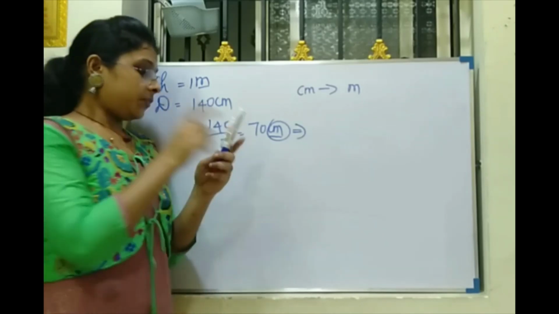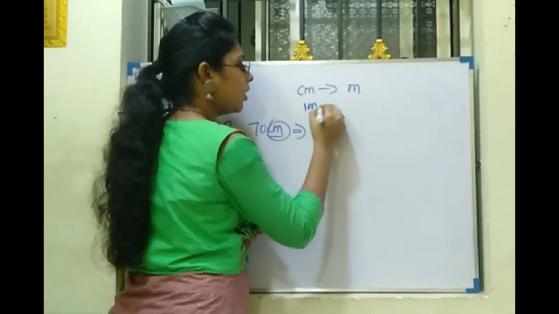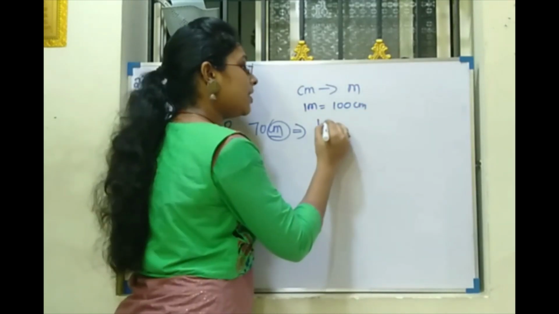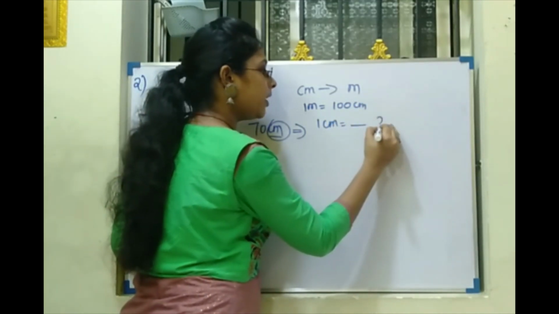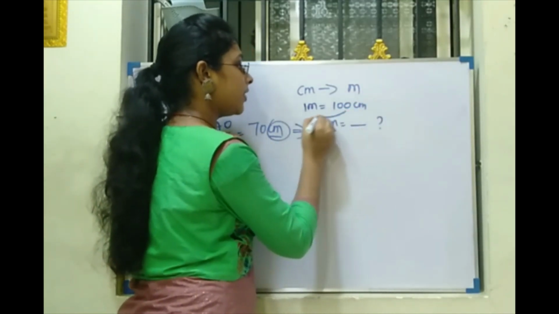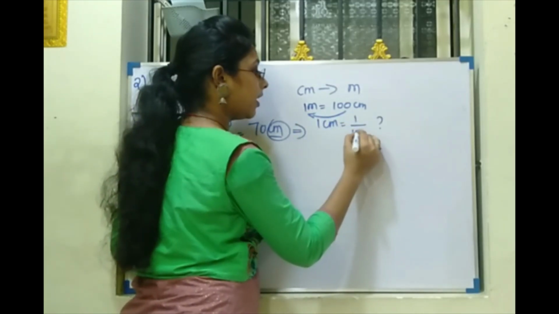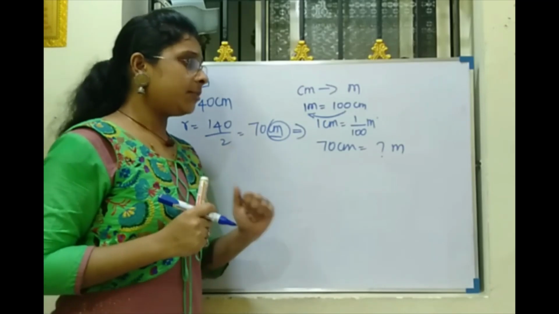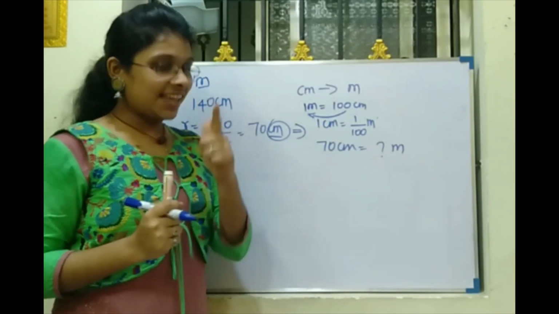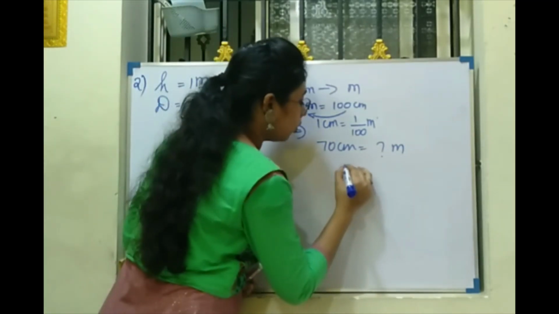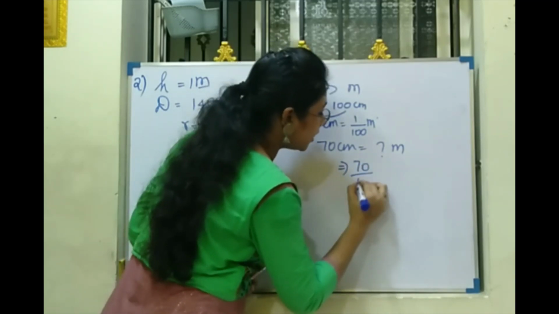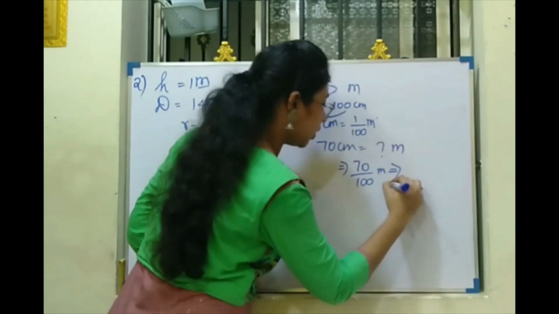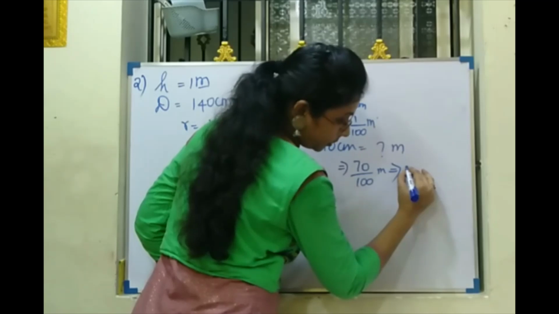Okay. So here 1 meter is equal to 100 centimeter. For 1 centimeter is equal to how many meter? That is, this 100 when it comes here, 1 by 100 meter. For 70 centimeter, how many meters? Yes, we have to divide. So 70 divided by 100 meter, which is equal to 0.7.